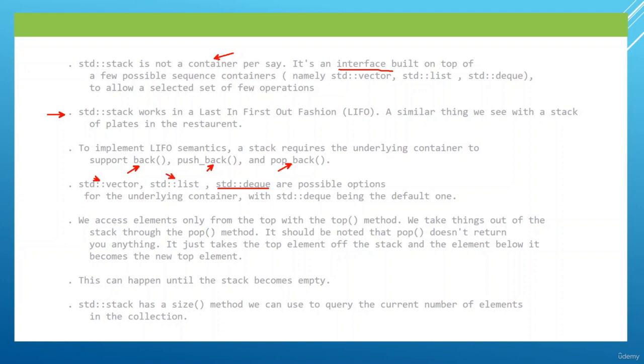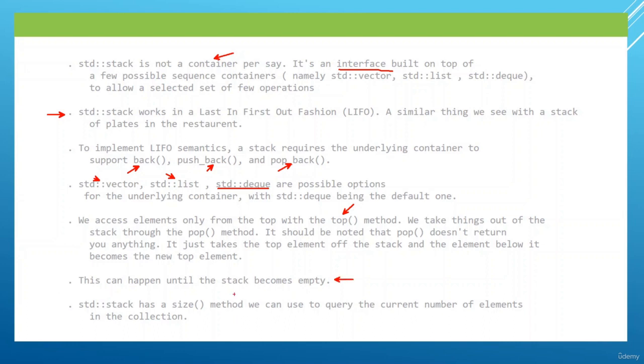And we access elements only from the top using the top method. This is the only way to get things out of the stack. And the last thing to get in is going to be what is picked up by the top method here. This is how stack container adapters work. We can call the top method repeatedly until our stack becomes empty.